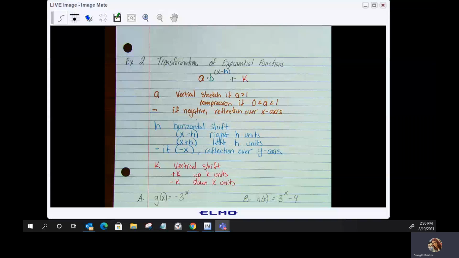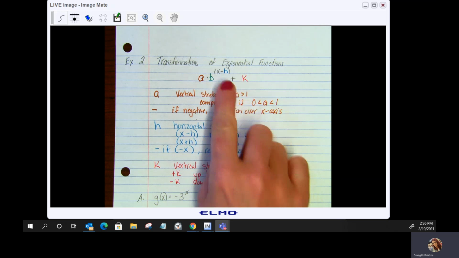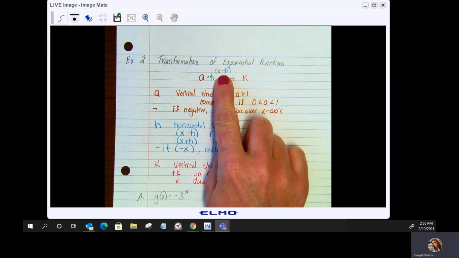And now let's take a look at transformation of exponential functions. Now there really isn't a parent function for an exponential. You'd have your a times b. You could have a horizontal shift. You're going to see that up in your exponent. It's always going to be next to the x.